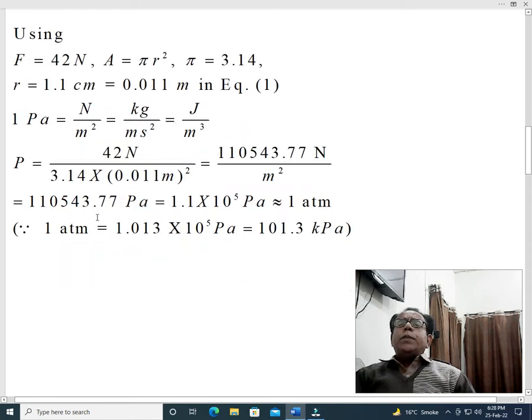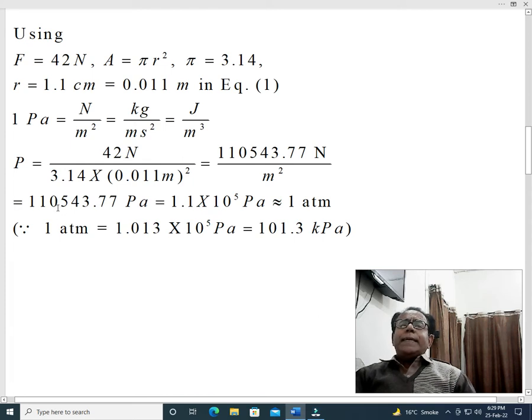Okay, so this value can also be written as 1.1 into 10 raised to the power 5 Pascal. Okay, dear students, if we write it as 11054.377, then it will be multiplied by 10 raised to the power 1. If we write it as 1105.4377, then it will be multiplied with 10 raised to the power 2.